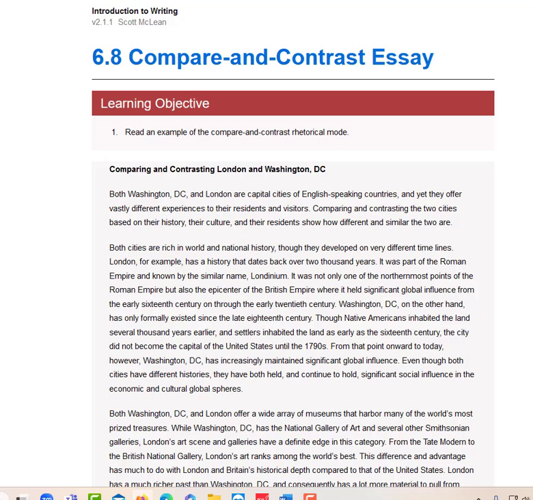From that point onward to today, however, Washington, D.C. has increasingly maintained significant and global influence. Even though both cities have different histories, they have both held and continue to hold significant and social influence in the economic and cultural global spheres.